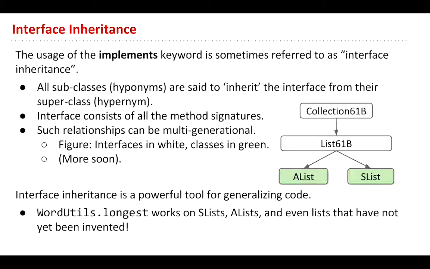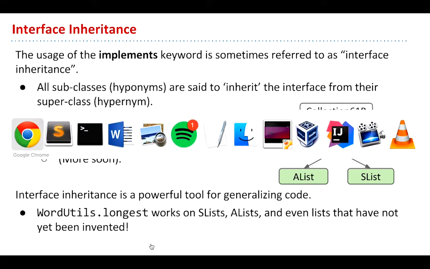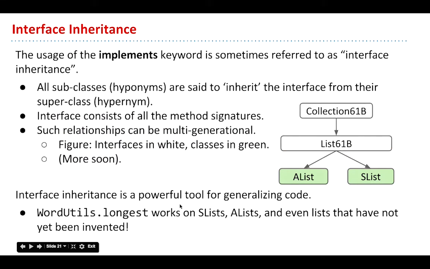Instead of having multiple copies, one for S-list, one for A-list, we just have one categorical sort of class-like thing, okay? So I'm going to say that this is just a great tool. I love it. It's very powerful. It's intuitive and good. Okay. And I will mention that, by the way, our longest method, the one that we wrote, will work not just on S list or A list, but any list we may invent in the future. If we come up with, like, horse list or whatever, it'll be fine.